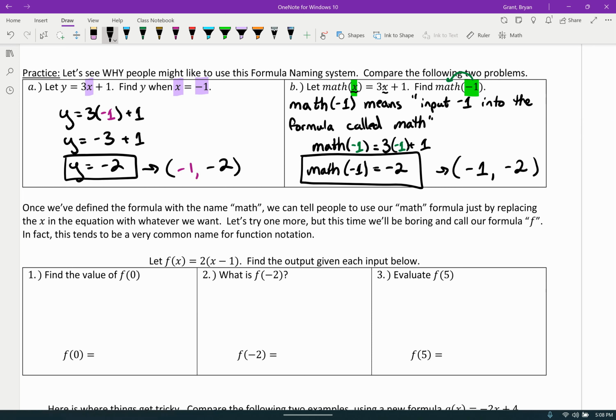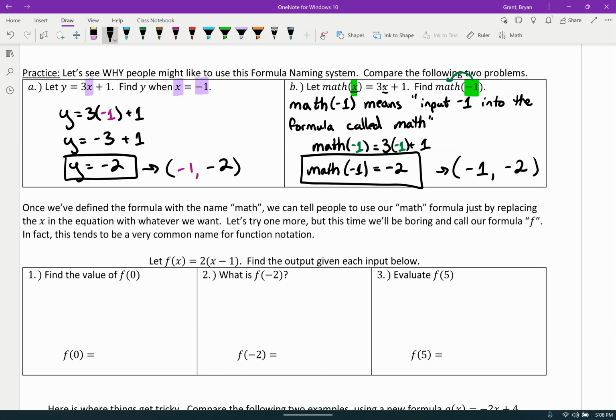Let's say you had something with 3 formulas and you had Anthony, Betty, and Chase working with you. And you had a formula y equals 3x plus 1, y equals 4x plus 1, and y equals 5x plus 1. You're like, Anthony, I want you to take y equals 3x plus 1. Betty, I want you to take y equals 4x plus 1. Chase, I want you to take y equals 5x plus 1. That's fine. You can communicate that. But if you had named them, it's a little bit easier.